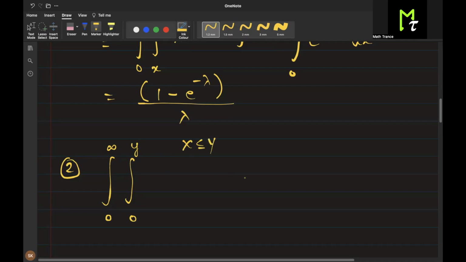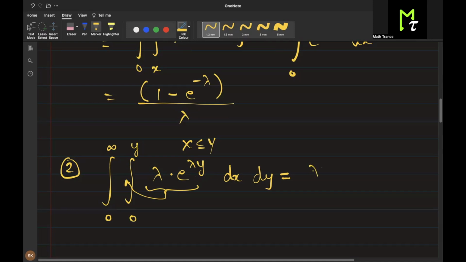This was with respect to y. So dy will be outside. dx would be inside. And fxy would be here over y. Now because this is a function of y, we do not need to integrate this. We can just take it out, all of it, and put it here. And the integral of 1 dx is x. And now you put the values.